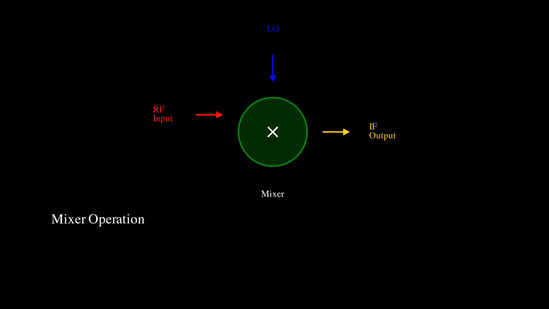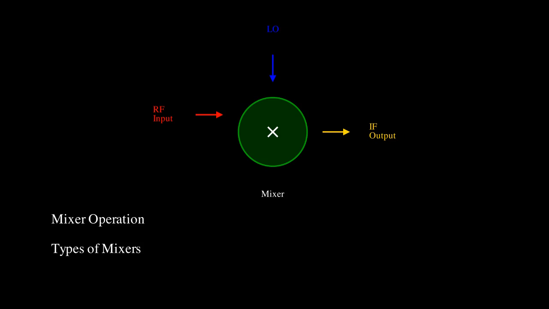When two sinusoidal signals are multiplied together, the result contains frequency components at the sum and difference of the original frequencies. If the RF input is at frequency f_RF and the local oscillator is at f_LO, the mixer outputs contain components at f_RF plus f_LO, and f_RF minus f_LO.